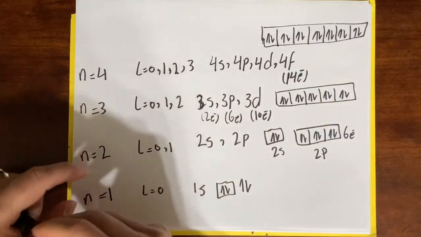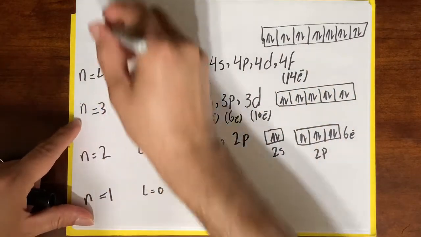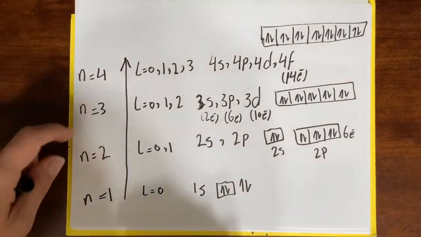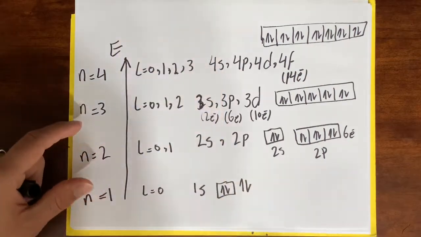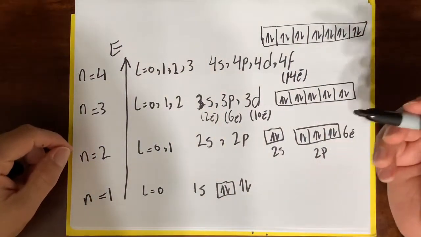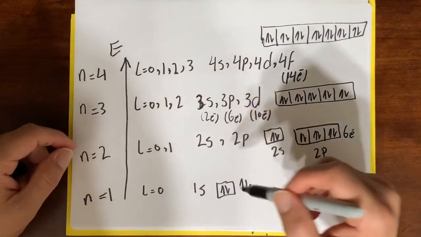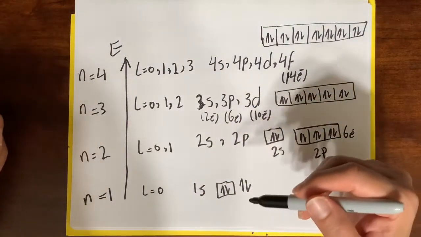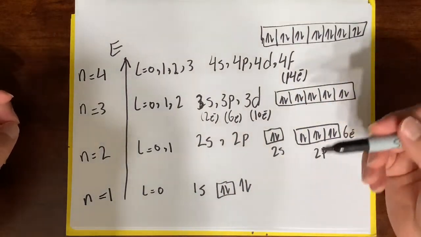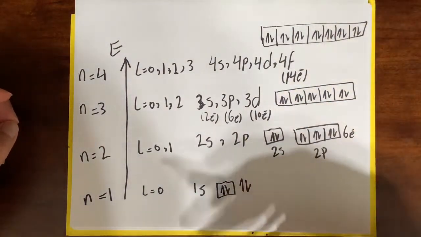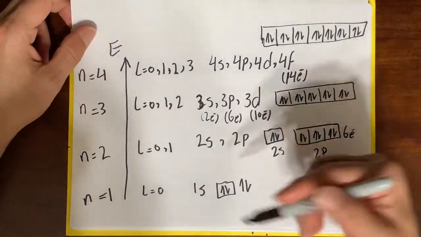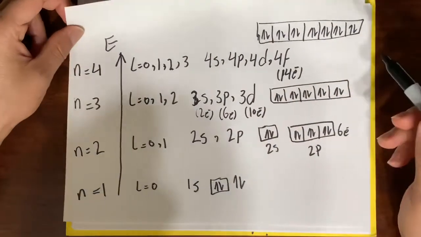And I need to say this: as n is going up, energy is increasing. So if you have one electron, you should put that electron in the lowest orbital, because it's going to cost less energy, or the system will have less energy and will be more stable. So always you start with the first available orbital.